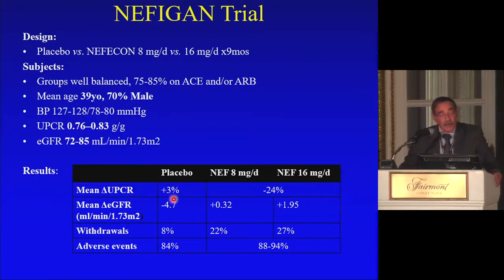mean change in protein creatinine ratio up in the placebo, down in the groups that were treated. Mean change in GFR, again, minus 4.7 in placebo, positive in the other two groups. The withdrawals were higher in the budesonide group. Adverse events were about the same.